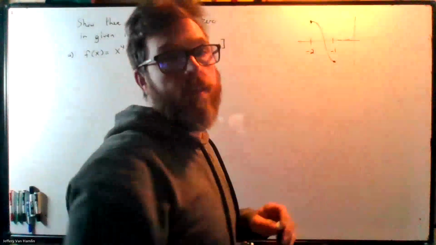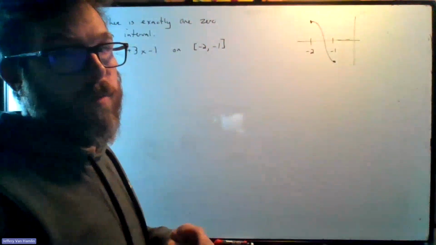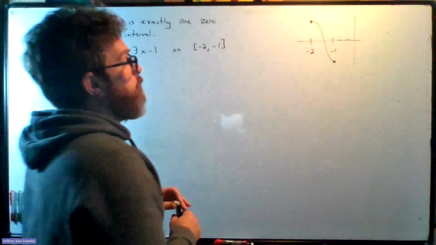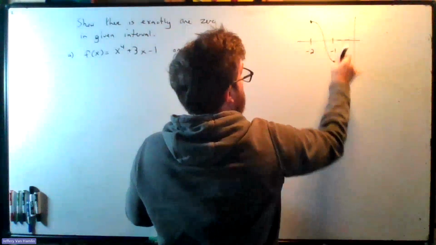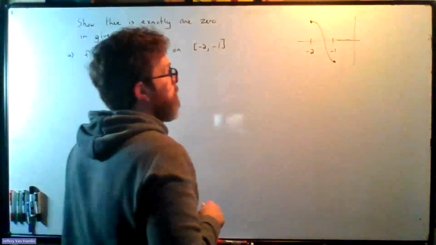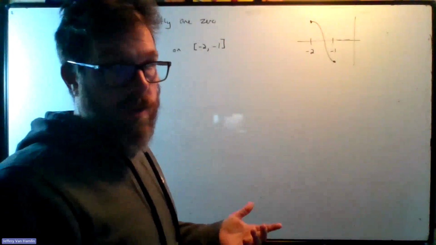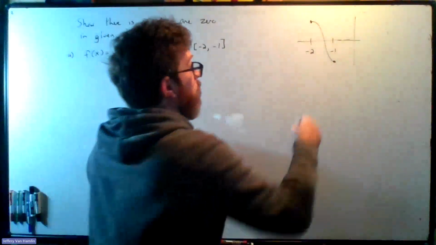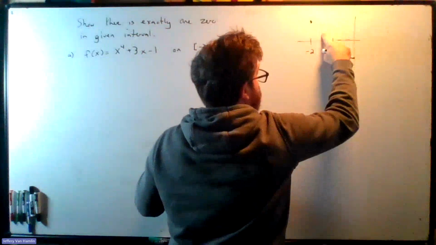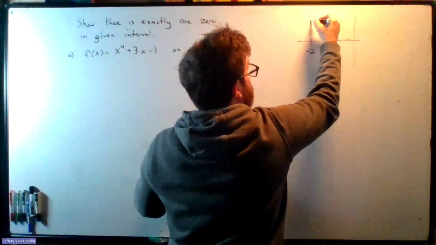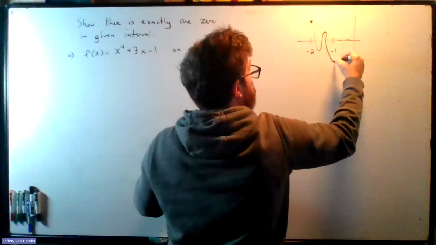So there's got to be at least 1 zero there. So if it's positive up here and negative down here, it's got to cross that axis somewhere. But that's not the only thing. That just shows that there exists at least 1 zero, but it could possibly do stuff like this, right? It could possibly do something like that.